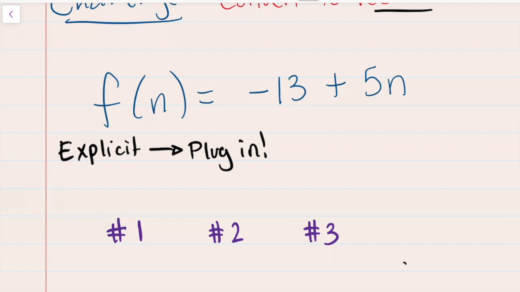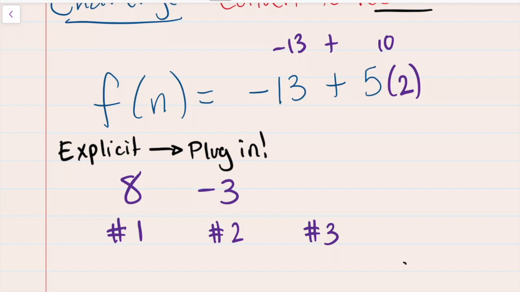Well, guys, what happens if we place, instead of the N, we place a 1 there for the term number? Well, what's 5 times 1? It's a 5. Negative 13 plus 5, isn't that a positive 8? Okay, so that's our first term number. And now let's plug in a 2. Let's plug in a 2. 5 times 2 is a 10. What's negative 13 plus 10? That will be a negative 3. Okay, so far so good.